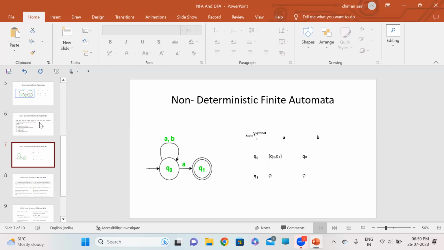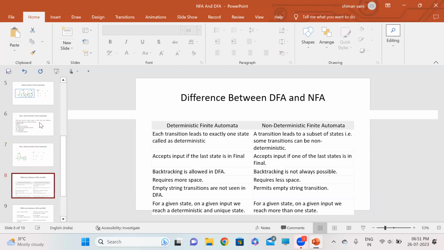Means in deterministic finite automata, after applying an input symbol, we can move to a single state. Okay, we can determine the state, that is deterministic. If after applying the same input symbol we move to more than one state, then it is non-deterministic. Okay, then what is next? Next is the difference. What is the difference between NFA and DFA?